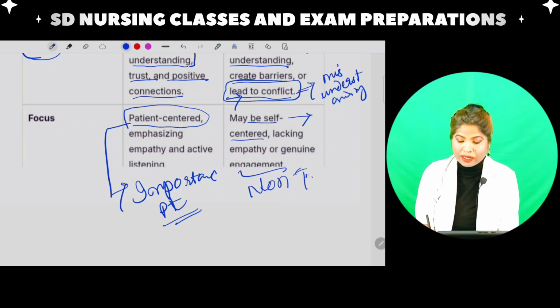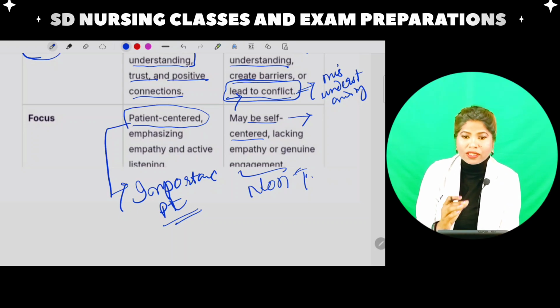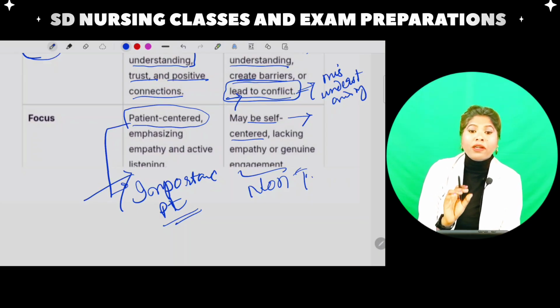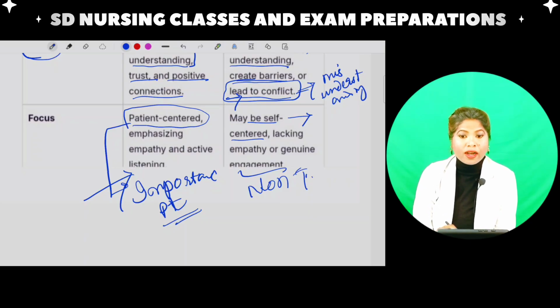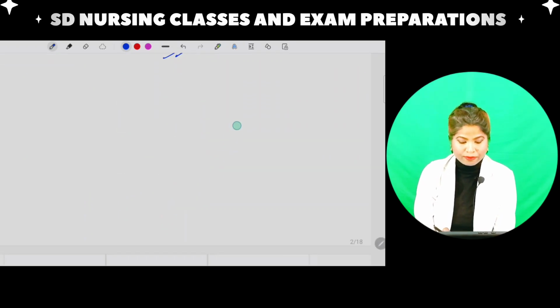So here what happens is that our plan, our goal, whatever our plan for the patient, everything will be disturbed. Your communication will be totally zero. So always we have to focus on therapeutic communication. Our main motto is that we have to provide good care to the patient as soon as possible. The patient should get cured and discharged. So we have to understand our feelings and their feelings, and always think about the patient. This is the focus.